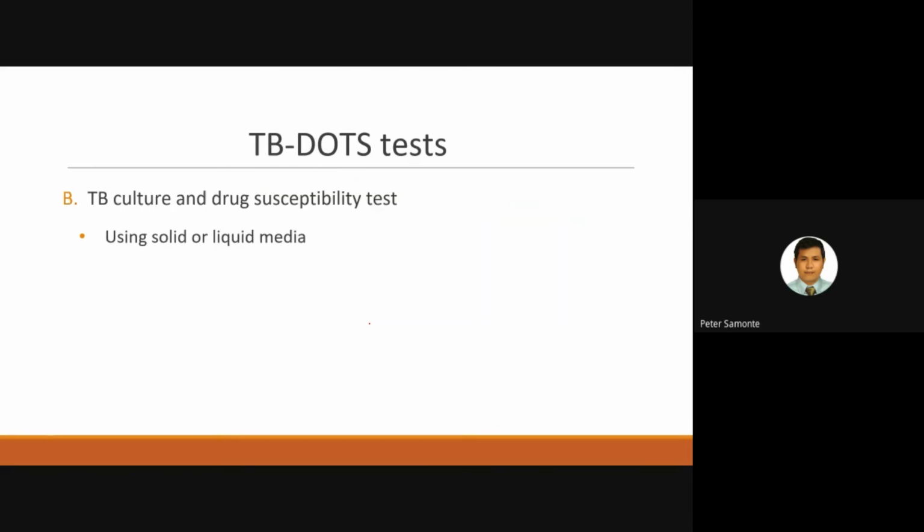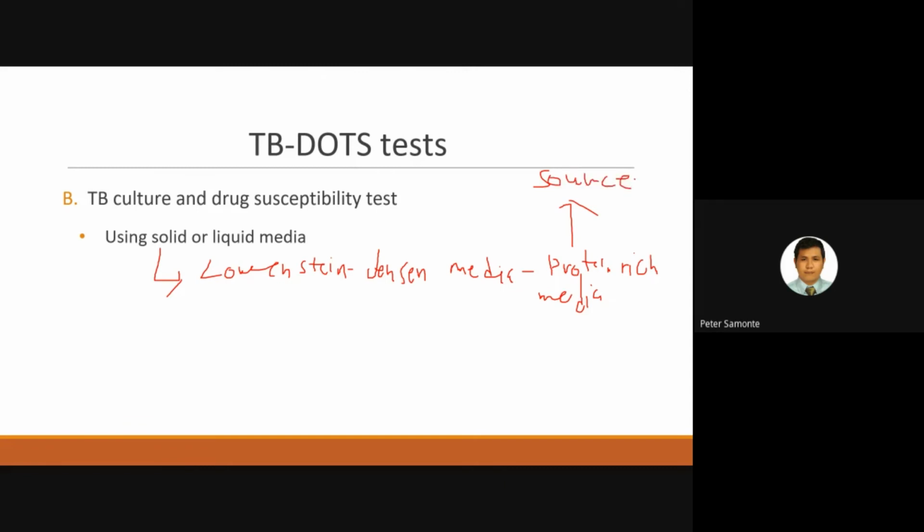At least, walang ano. Then another one would be your TB culture and drug susceptibility test. Now, you would use your solid or your liquid media. For solid media, class, you would use your so-called Lowenstein-Jensen media. This is a type of protein rich media. So I have a question, class. If it is protein rich media, ano sa tingin nyo ang source ng protein dito? Ano yung mini-mix when you make this type of media in ADS class?